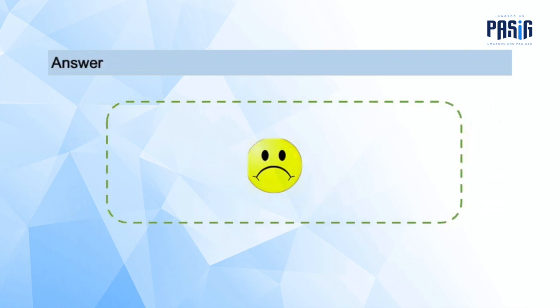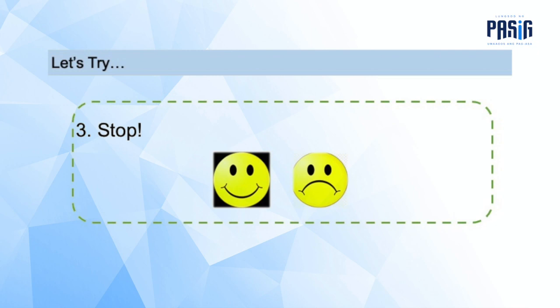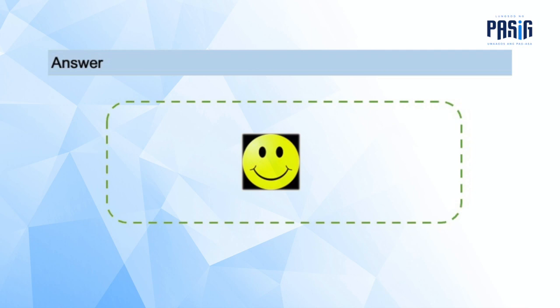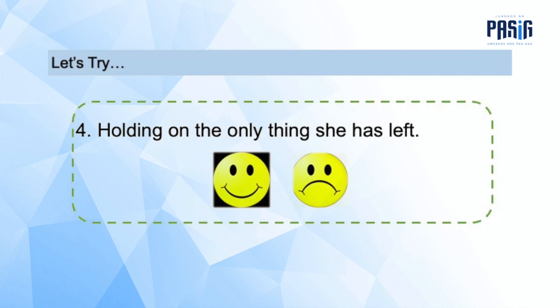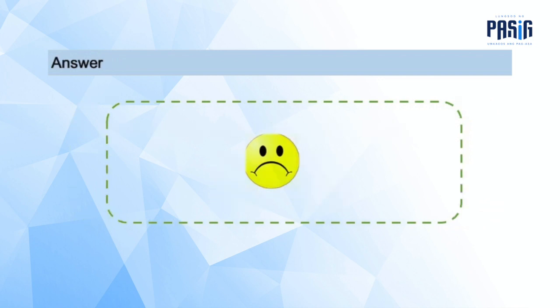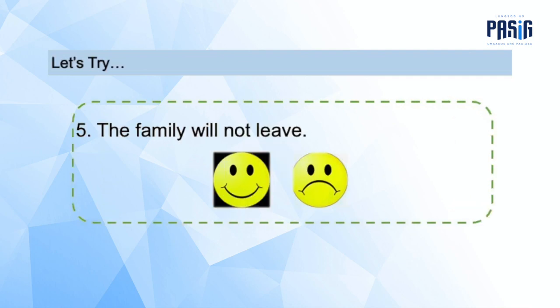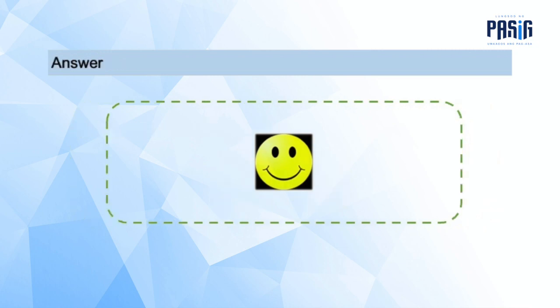You are right, it's a sad face. Number 3. Stop. Awesome, that is a happy face. Number 4. Holding on, the only thing she has left. You are right, it's not a sentence, so we choose a sad face. And number 5. The family will not leave. Perfect! It's a sentence and it's a happy face.